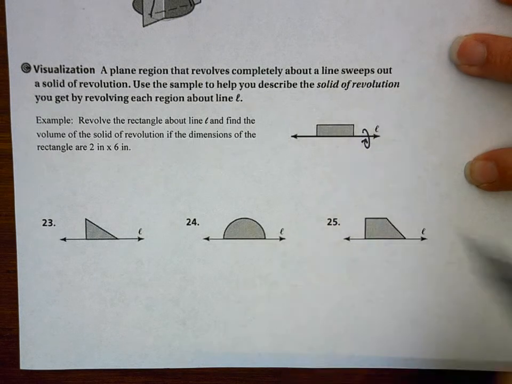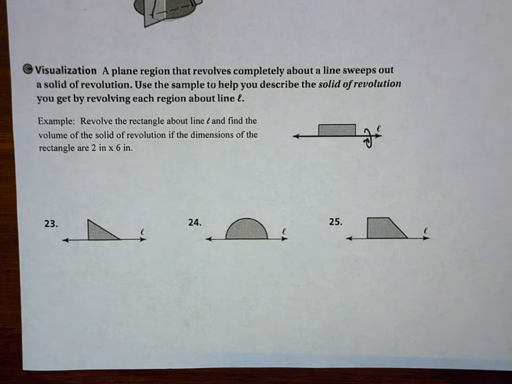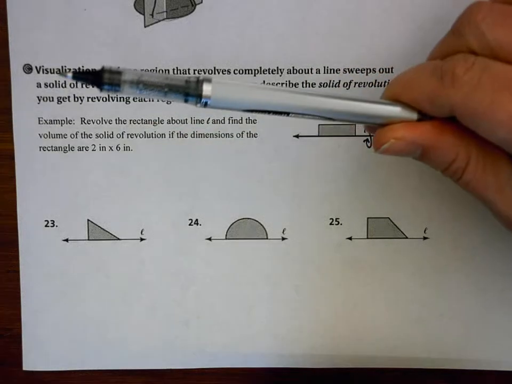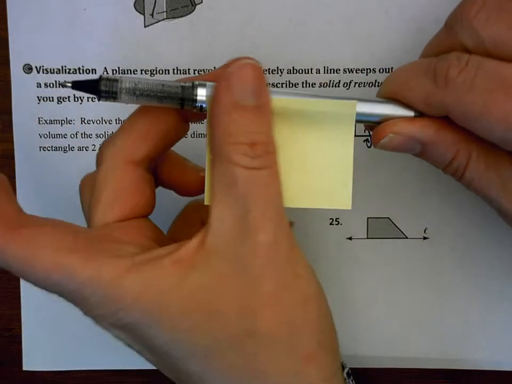I'm not sure if this is going to record very well, but I'm going to try. If I have a pencil or pen here, I'm thinking of this as my line L, and I'm going to put just a Post-it note attached to that.